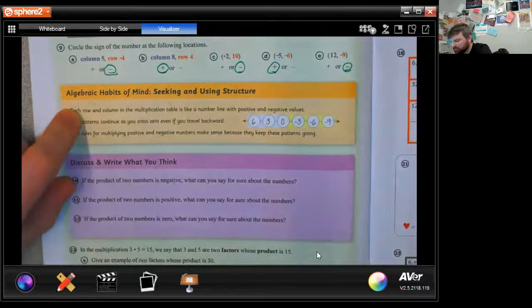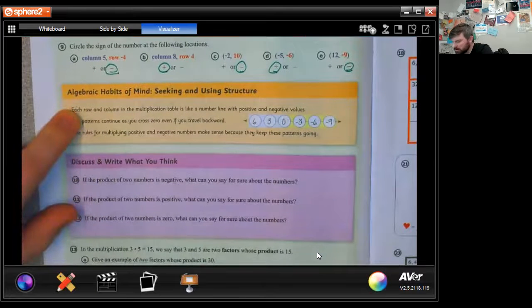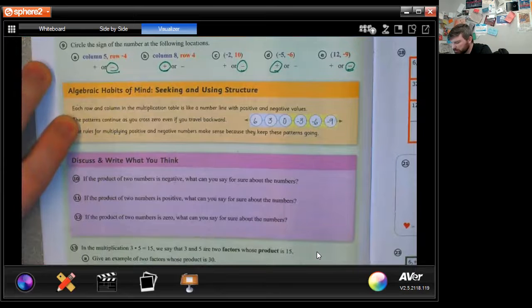Algebraic habits of mind, seeking and using structure. Each row and column in the multiplication table is like a number line with positive and negative values.